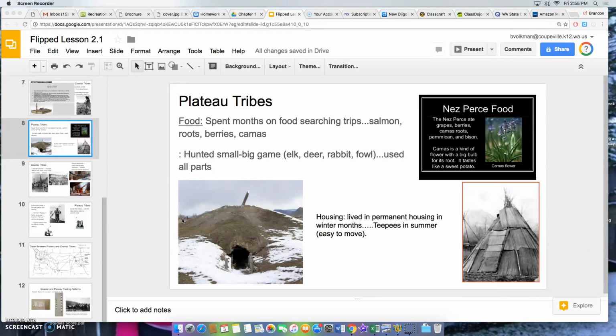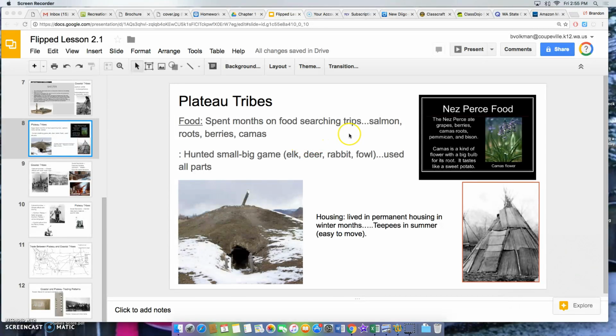All right, let's talk now about the Plateau tribes and their food. Now, over in the Columbia Plateau area in eastern Washington, the climate changes drastically from summer to winter. And as a result, so did the Plateau tribes' food and where they got it. Plants would die, which meant that the animals would move to get more food or go to an area where there was food. So the Plateau tribes would spend months on food searching trips.